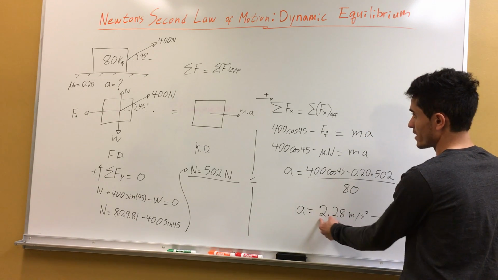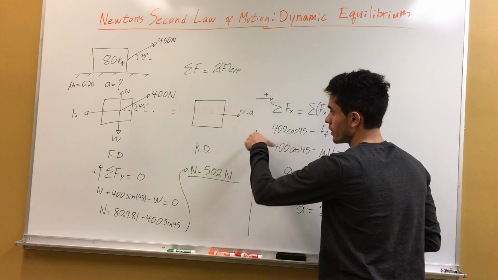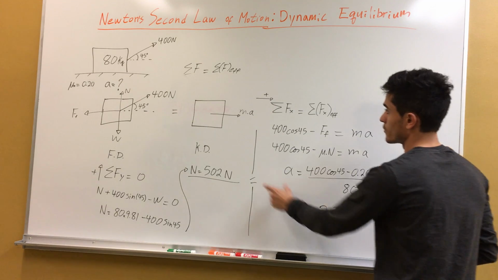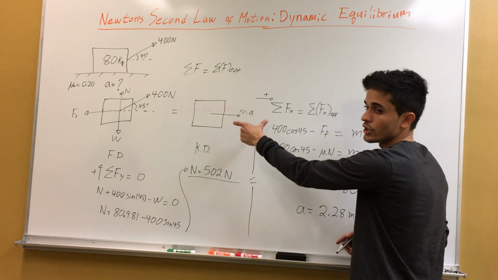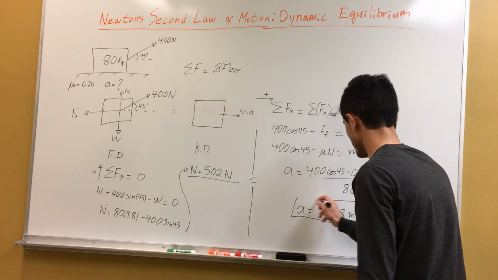If we found this value as negative, that would mean that our initial assumption here is wrong, and then the direction would be the opposite. But because it's positive, it means that the initial assumption that we had is correct. So this is our final answer.